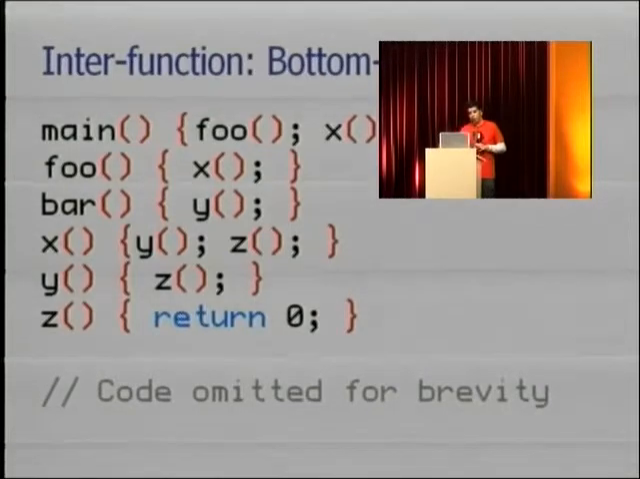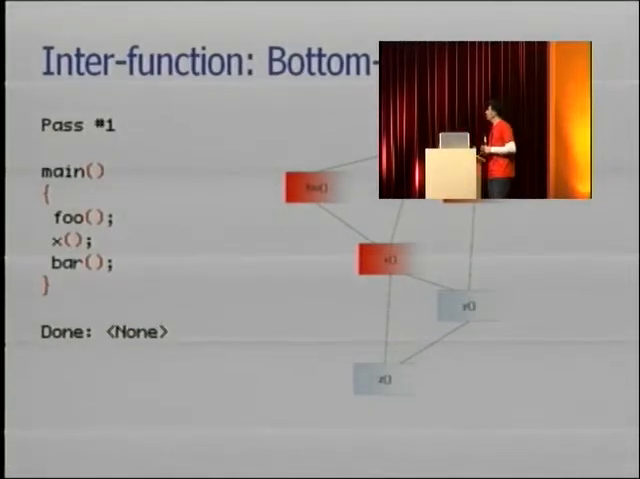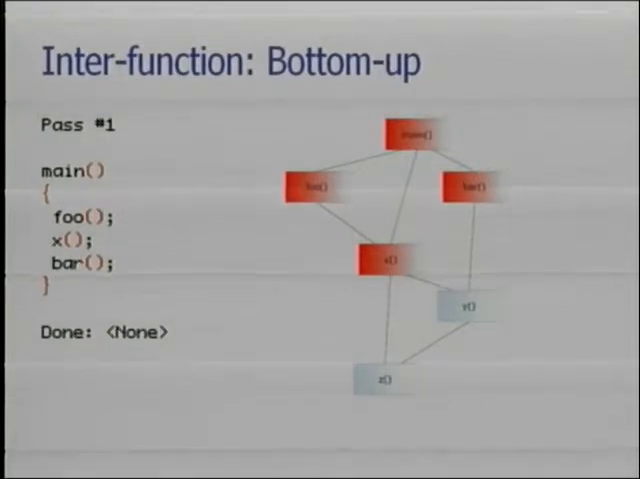So this is the same code. And the first pass, this is a little bit different. The first pass, what we do is we start in main, and we look at all the function calls in main. If they're calling something else, if they're not solved, none of these are solved. We don't know what foo does exactly. We don't know what x does. We don't know what bar does. So none of them are done. We don't have any information about this, so we have to move on.